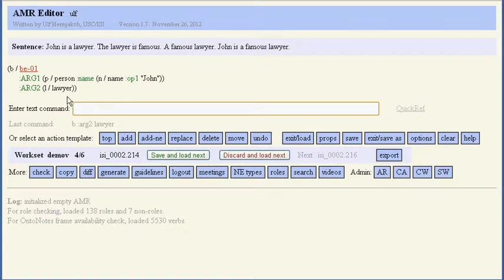In fact, we select lawyer and famous to be the top concepts. And we'll see a little bit why in a moment. So to do this, I just say top L, which will make the lawyer the top. And then we use the special role domain to add the person John. So this is how we do it.